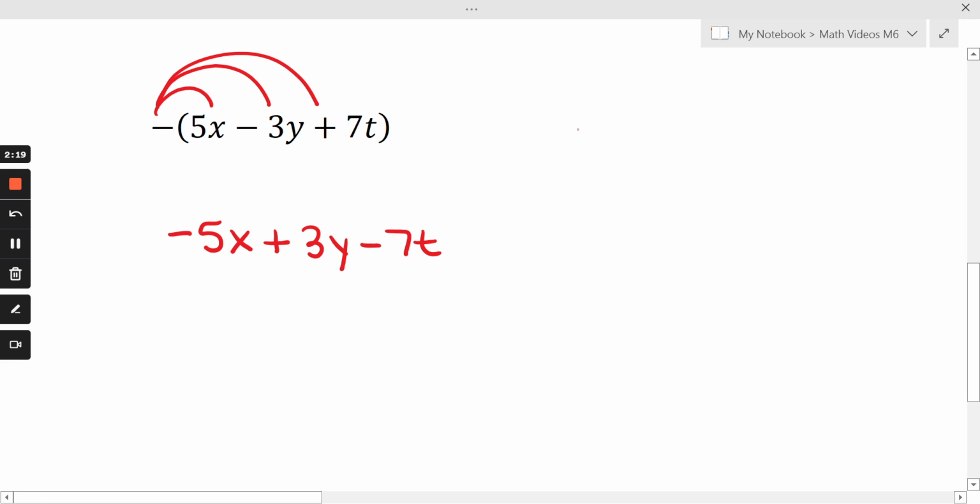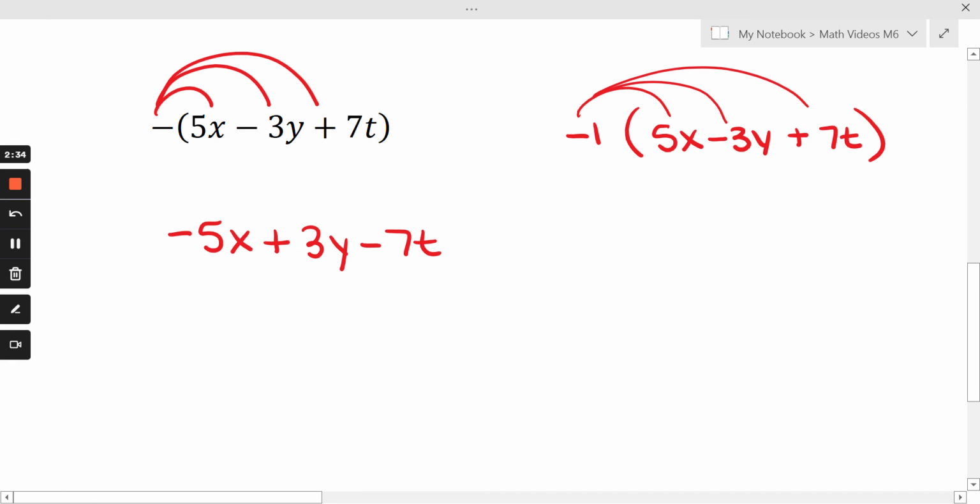If it helps you to think of distributing a negative 1 by multiplying by negative 1, you could do that as well. That's up to you. It might help you to understand why that coefficient or the number out front is not changing, but you're still going to get the same answer because anything times 1 is just that number, and the negative is just going to flip the sign.